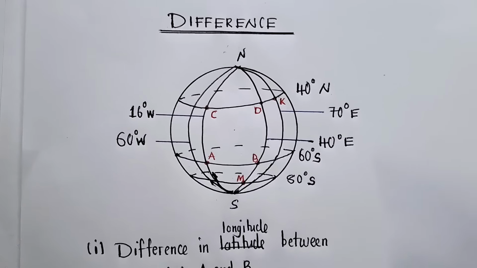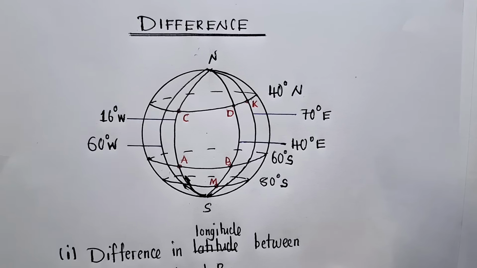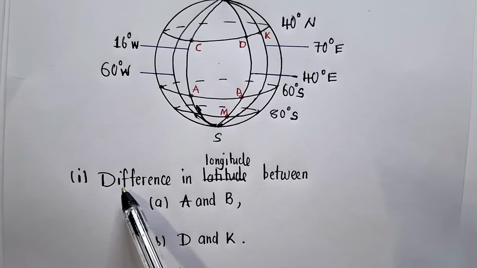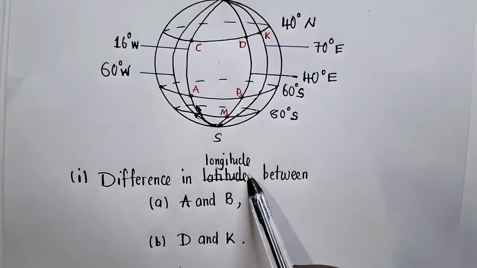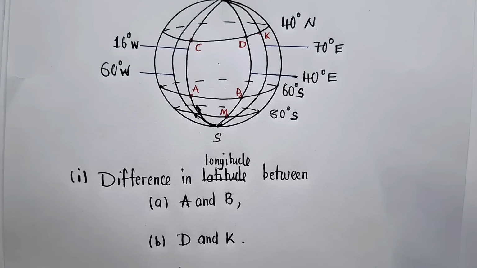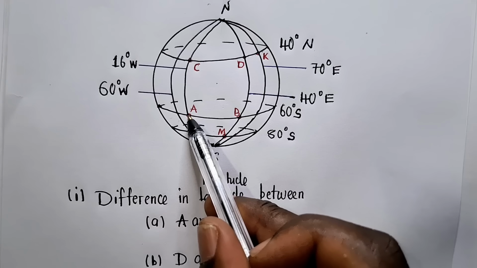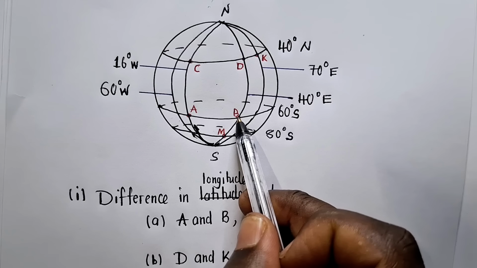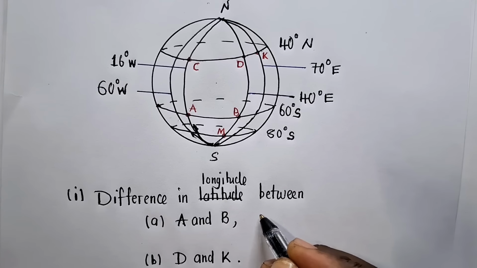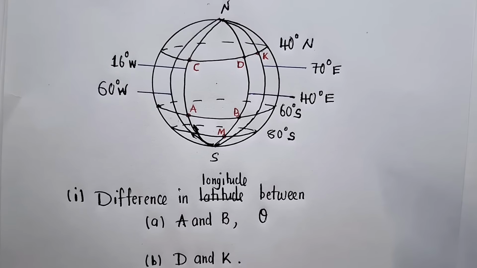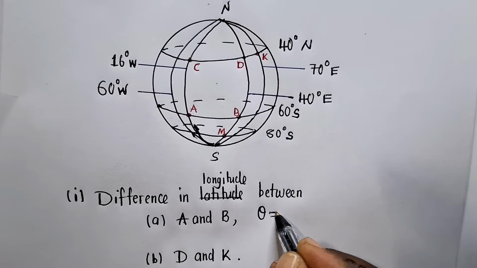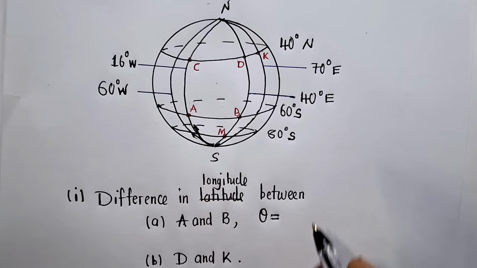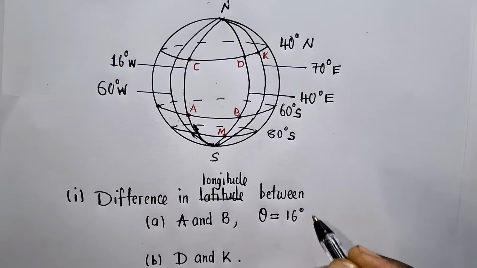Again, there's something that is important. Maybe you've come across this called difference. So for difference, we'll just do an example here. They are saying find the difference in longitude between point A and B. So you go to the diagram, point A is right here, B is right over here. So the difference between this point and this point will be denoted using theta. So we always denote difference using theta. So theta is equal to, when you check here, this is 16. So we've got 16 degrees, okay?